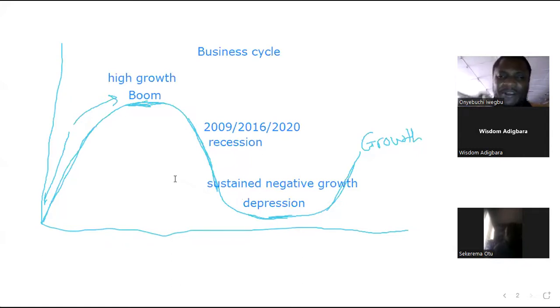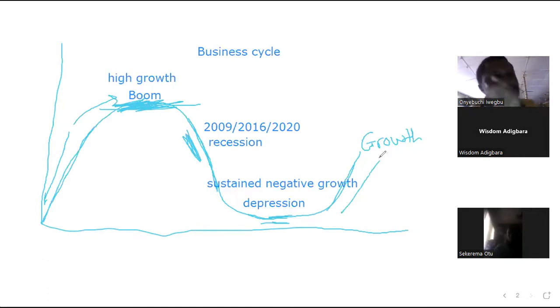In macroeconomics, our objective is to make sure that we stay long in boom. Let us stay long for, let's say, 30 years in boom. And let's experience small recession. Yes, we can have recession. Then let's experience slight depression, but let's have quick recovery. Let's experience sustained boom.